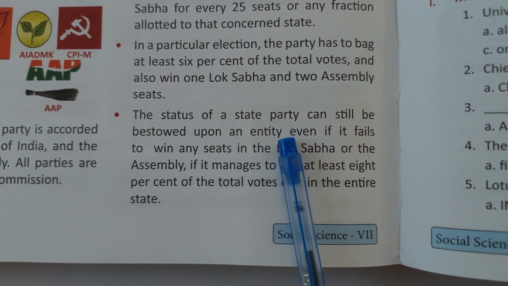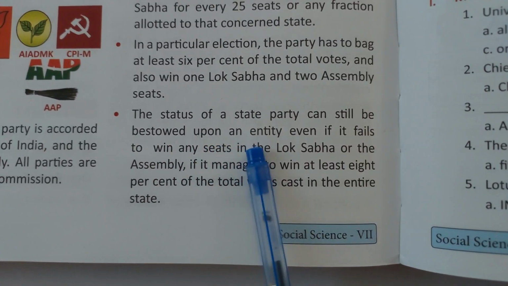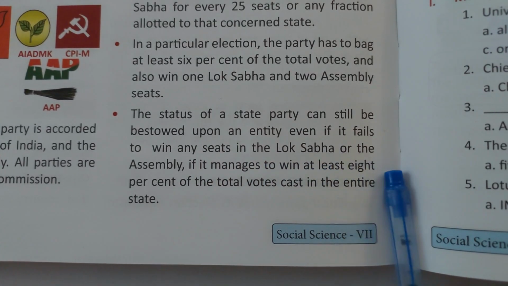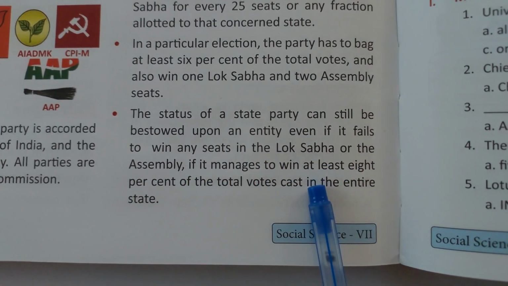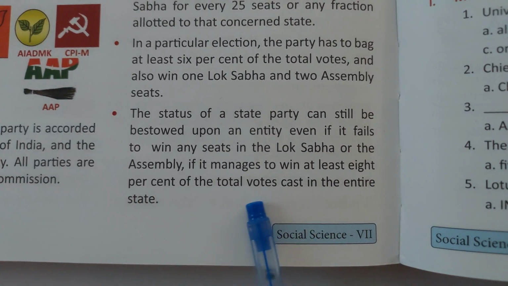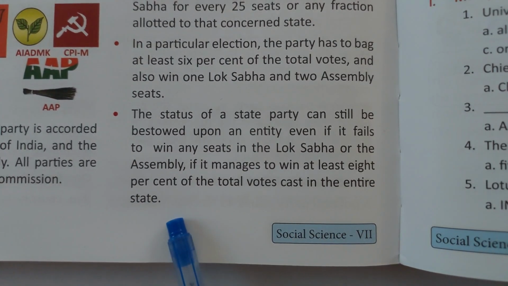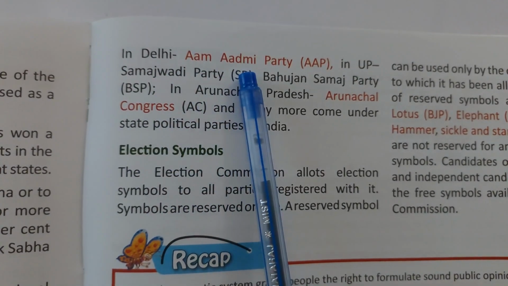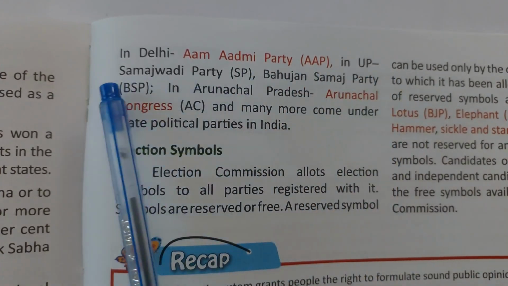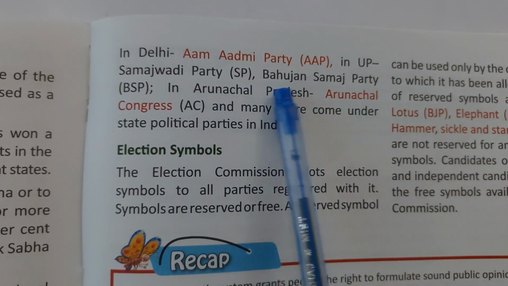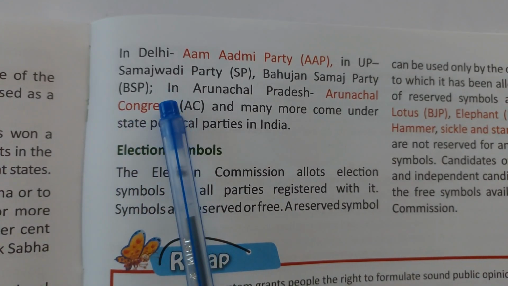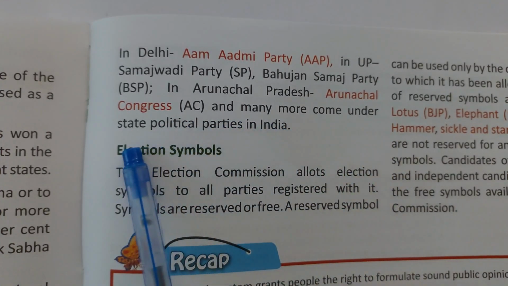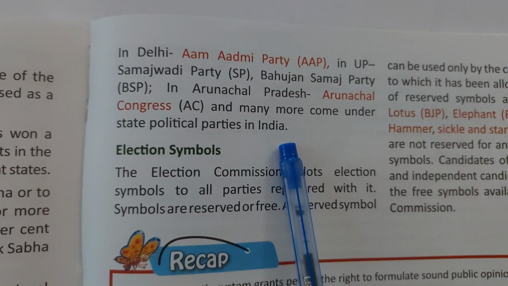The status of a state party can still be bestowed upon an entity even if it fails to win any seats in the Lok Sabha or the assembly, if it manages to win at least 8% of the total votes cast in the entire state. In Delhi, Aam Aadmi Party (AAP); in UP, Samajwadi Party (SP) and Bahujan Samaj Party (BSP); in Arunachal Pradesh, Arunachal Congress (AC); and many more come under state political parties in India.